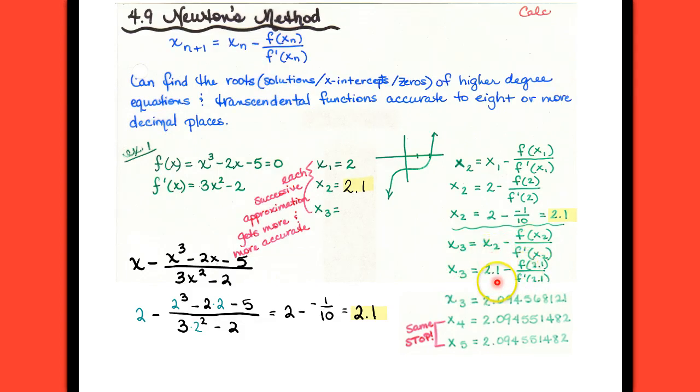And x sub 2 was 2.1, so you'd be putting 2.1 in the place of each x. Now plugging 2 in by hand wasn't so bad. But plugging 2.1 in, not nearly as much fun, because I'm going to have to do 2.1 times 2.1 times 2.1 minus 2 times 2.1 minus 5. I'm definitely going to be using my calculator for that.